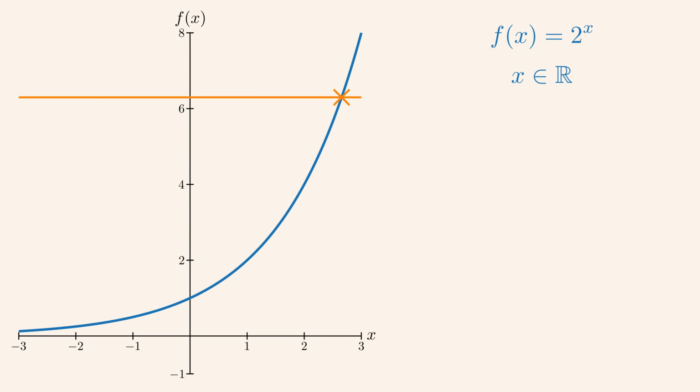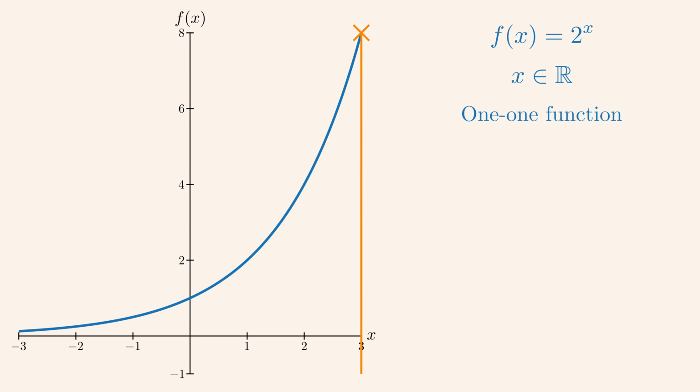At f of 0 and below, there are no intersections at all. So we can conclude that this is not a many-to-one function. Now let's turn the line vertically. For any value of x, the vertical line intersects the curve at only one point. That tells us that it's a function. And since we already saw that it cannot be many-to-one, we conclude that it is one-to-one.